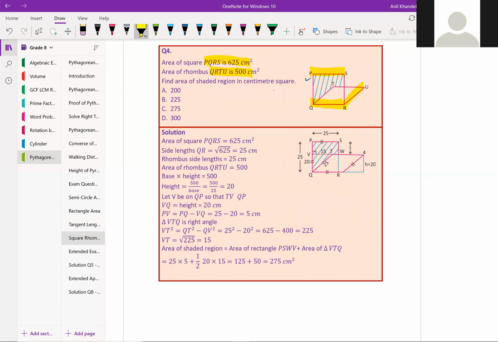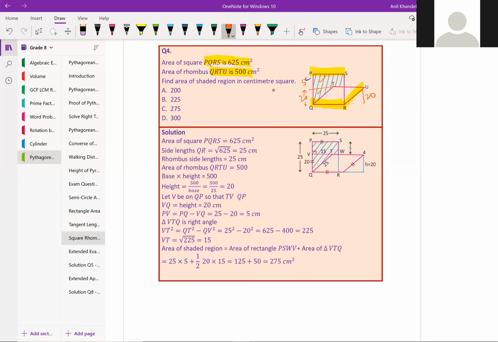So rhombus area is what? It is base times height. So basically, extend this, and that is the height. So 25 times what is 500? 20, correct? So we know the height is 20 in this case. So this distance is 20 also, correct? But the total was 25, so this is 5. And now I think you can find the area of the shaded region. Okay. You get the idea.